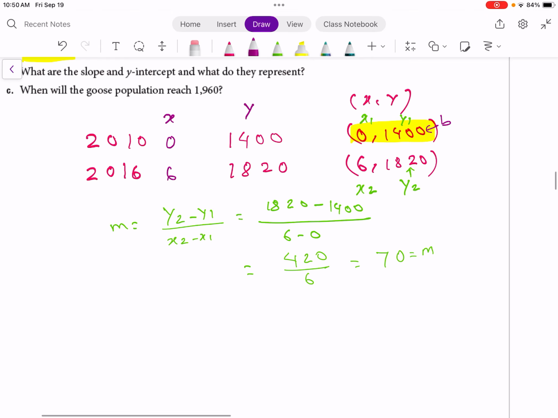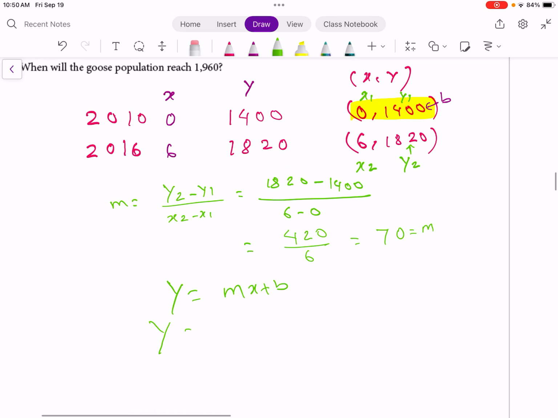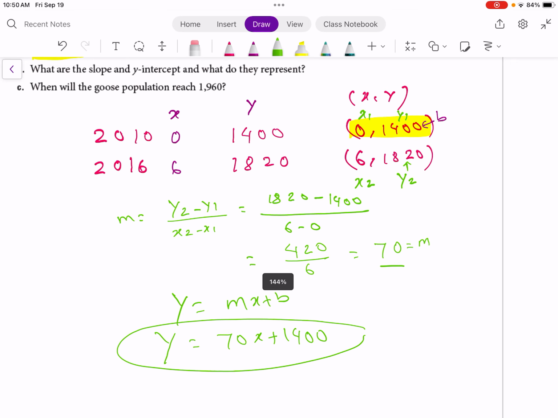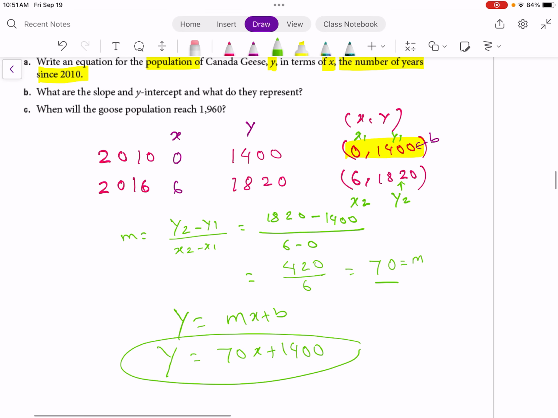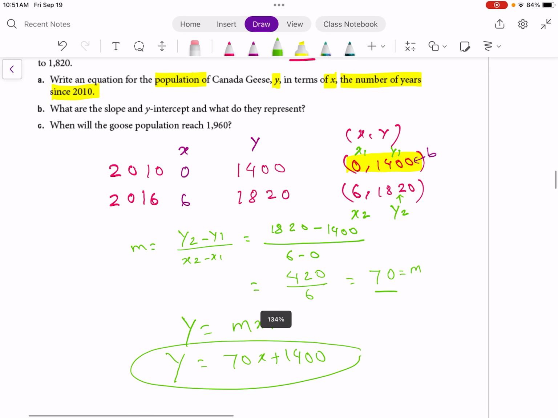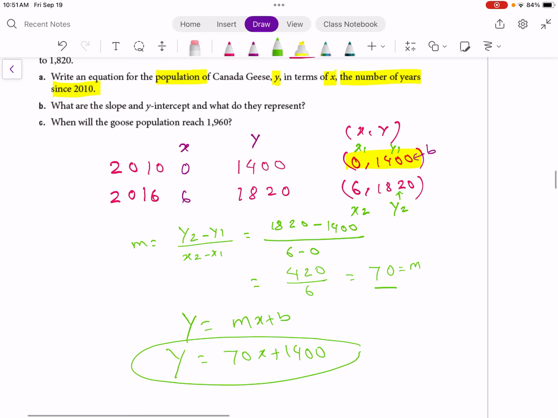Now we use this equation, y equals mx plus b. Y as it is, m is 70, x as it is, b is 1400, and this is the equation of a line that gives us the number of Canada geese, where x is the number of years since 2010. This is part A.